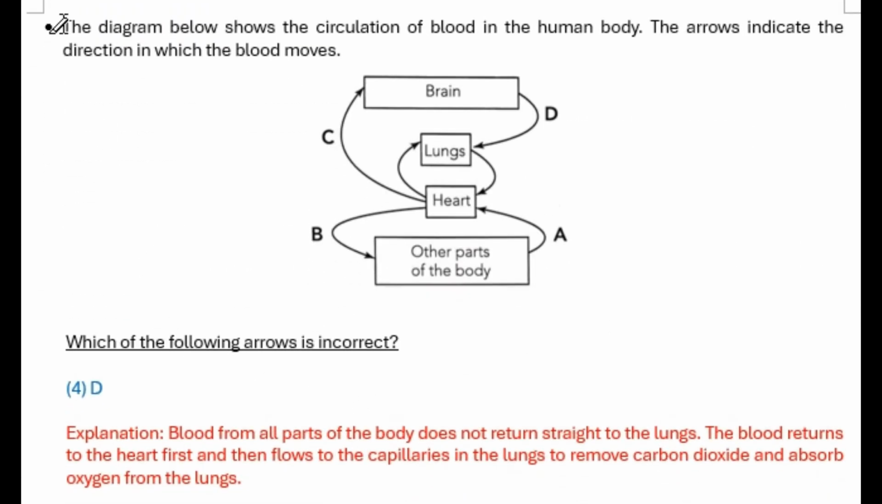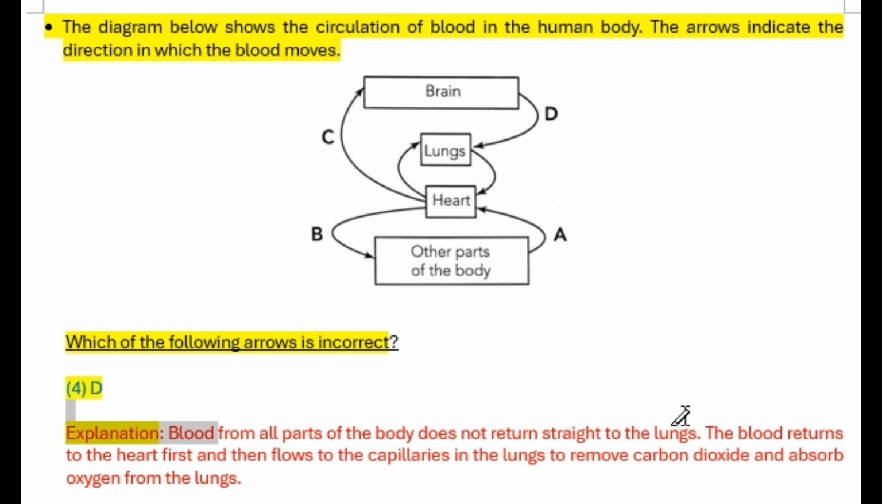The diagram below shows the circulation of blood in the human body. The arrows indicate the direction in which the blood moves. Which of the following arrows is incorrect? 4. D. Explanation: blood from all parts of the body does not return straight to the lungs. The blood returns to the heart first and then flows to the capillaries in the lungs to remove carbon dioxide and absorb oxygen from the lungs.